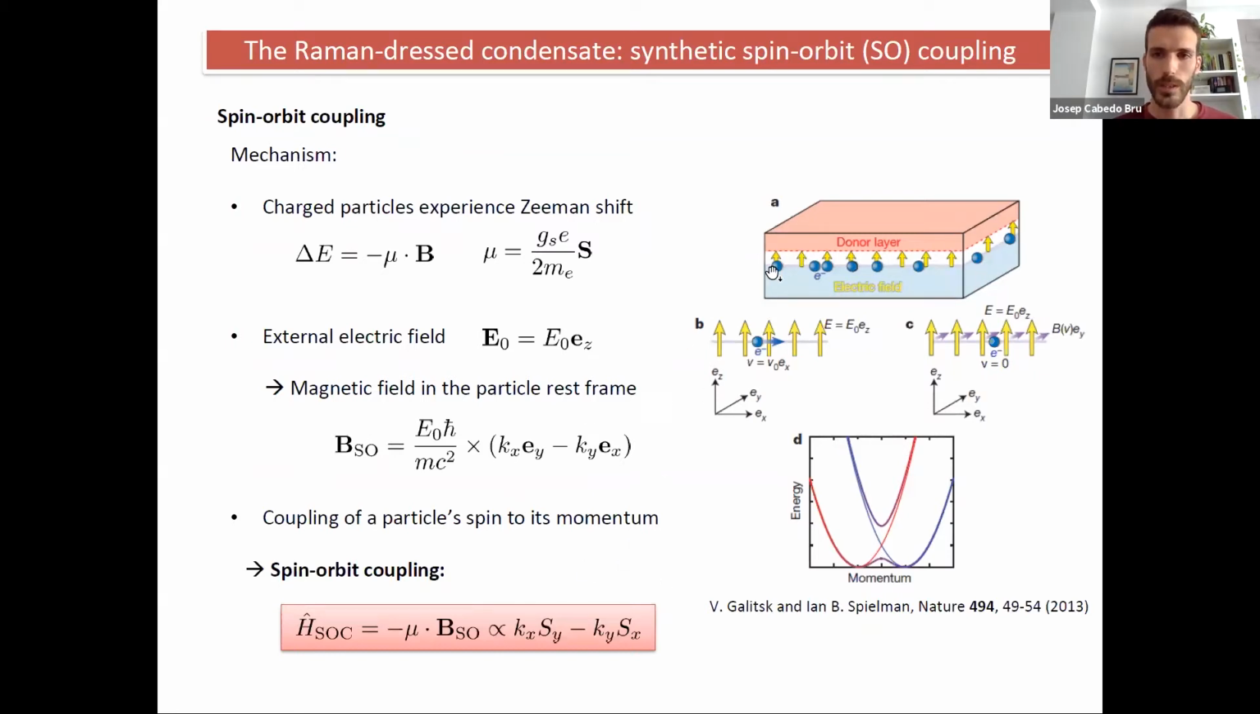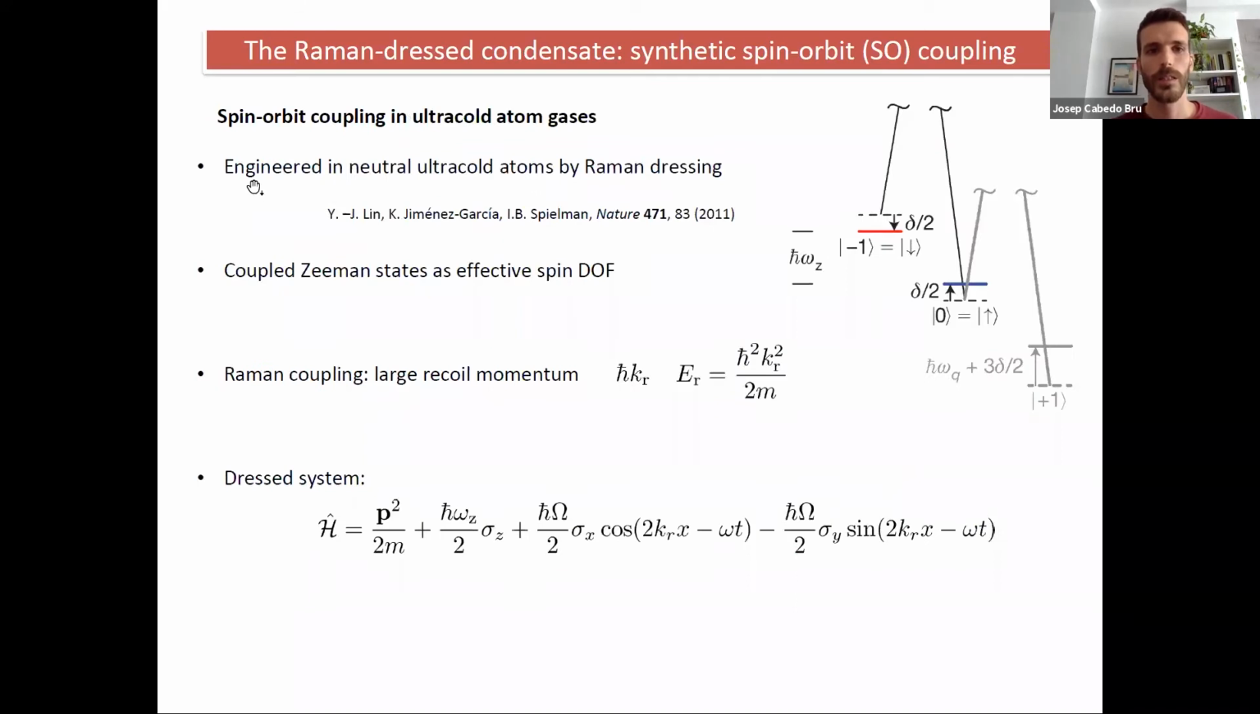And so spin-orbit coupling plays a fundamental role in many phenomena in condensed matter physics, including the spin Hall effect and topological insulators, and has also been proposed as a mechanism in many spintronics protocols. But in ultra-cold atoms, this phenomenon does not arise naturally, since ultra-cold atoms are charge neutral.